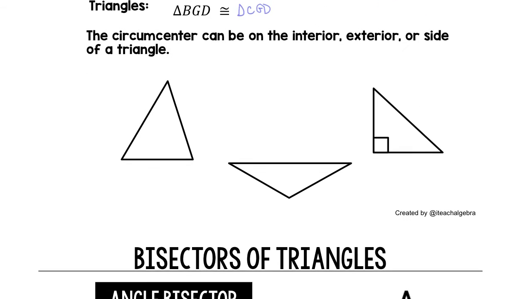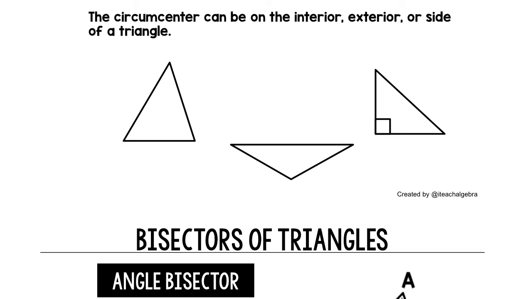The circumcenter can be on the interior or exterior or side of a triangle. So if we have an acute triangle like this one, then we want to draw some bisectors. Mine are probably not very good. But the circumcenter is right there in the center of the triangle.